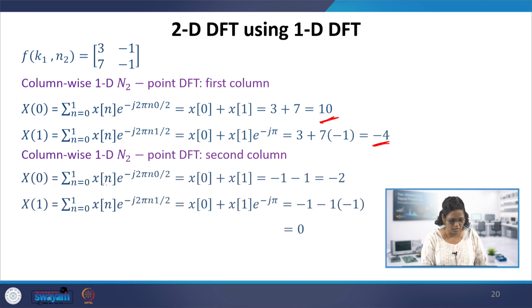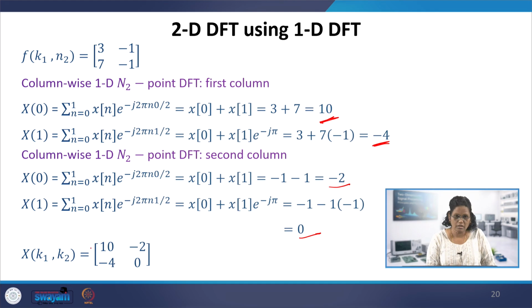So we get x of 0, x of 1 as minus 2 and 0, which was the result of x of k1 comma k2: 10, minus 2, minus 4 and 0. We can see the 2D DFT using 1D DFT, that is row-wise and column-wise decomposition, and the direct computation, which results in the same x of k1 comma k2. So how do we get this through MATLAB?